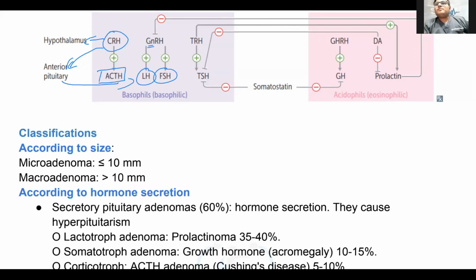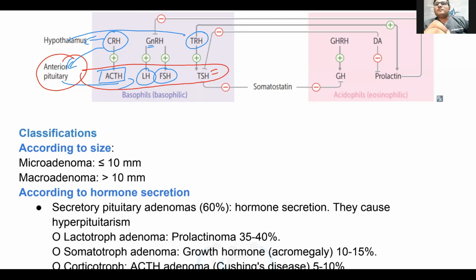And next is thyrotropin releasing hormone, released from the hypothalamus. It acts on the anterior pituitary and releases TSH, thyroid stimulating hormone. These ACTH, LH, FSH, and TSH are from basophilic cells. Next, growth hormone releasing hormone is released from the hypothalamus. It acts on the anterior pituitary and releases growth hormone, under the influence of GHRH. And next, very important, as we discussed already, is dopamine, DA.